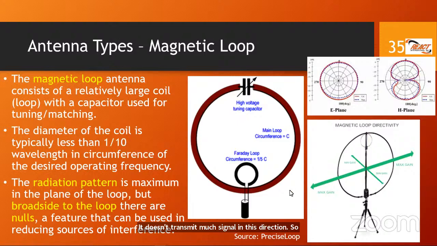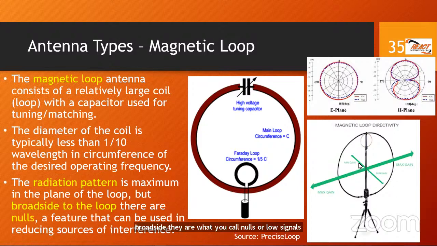It's very strong. It transmits very strongly in these two directions here, or these general directions, and will receive very strongly as well. But in this direction, very weak signals going out, and it will receive signals very weakly as well. So that's the magnetic loop antenna. The radiation pattern is maximum in the plane of the loop, but broadside, they are what you call nulls, or low signals. And that's actually an advantage in a way.